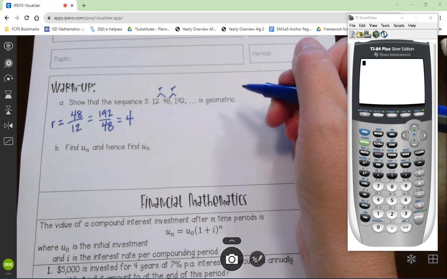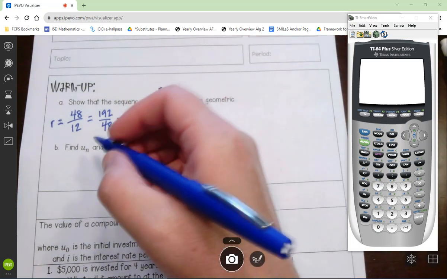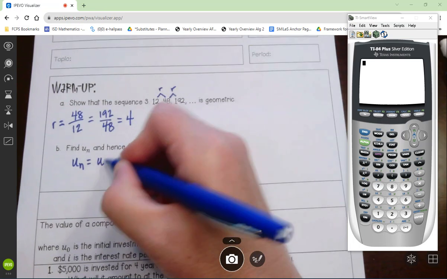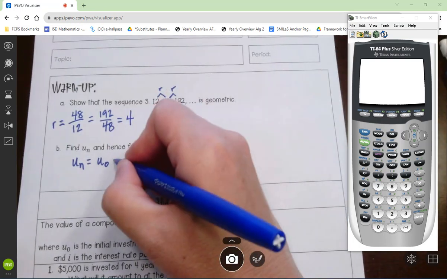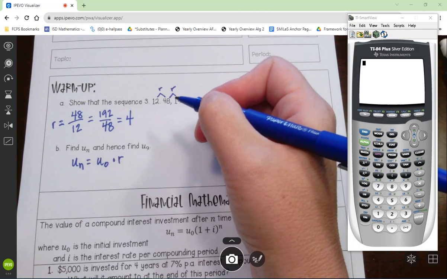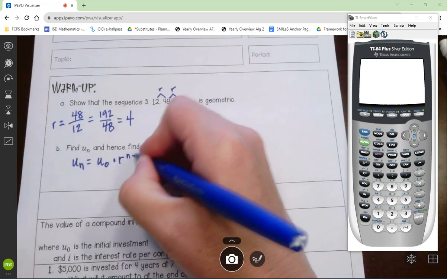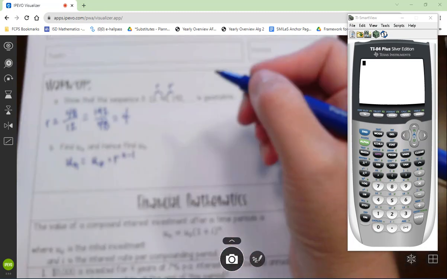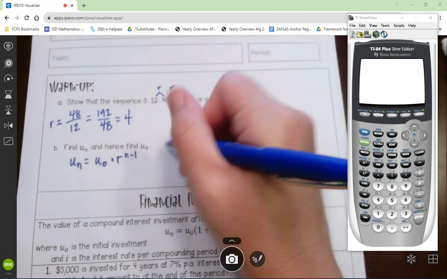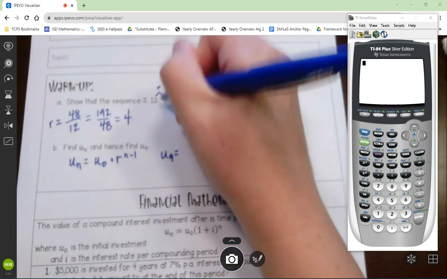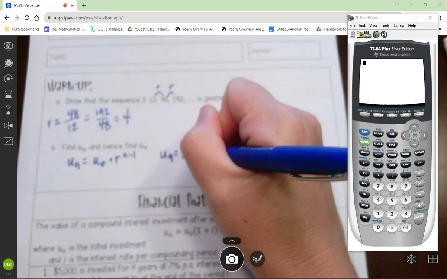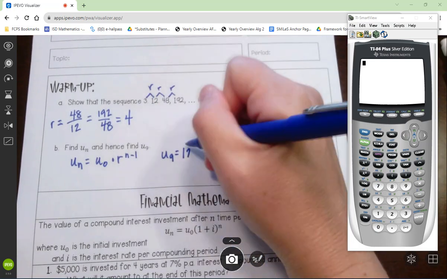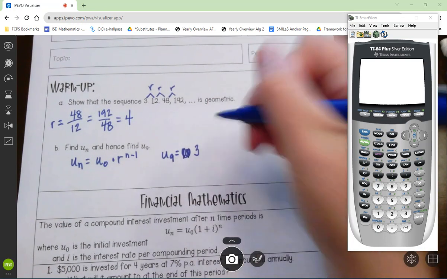All right, to find u sub n, we're going to use your formula for geometric, which is u sub n equals u sub 0 times r to the n minus 1. Okay, so we need to find u sub 9, the ninth term. So that would be u sub 9 is equal to the first term, 12. Oh wait, the first term is actually 3. I forgot this was here too. Let's start that over. It's going to equal 3.